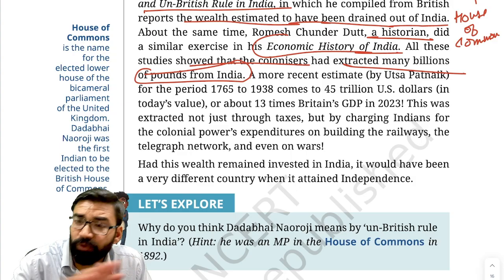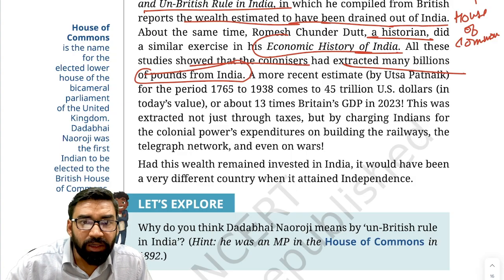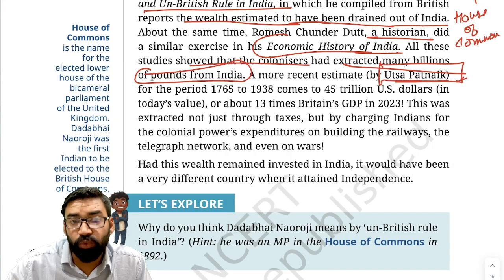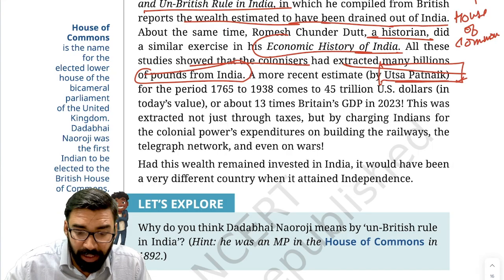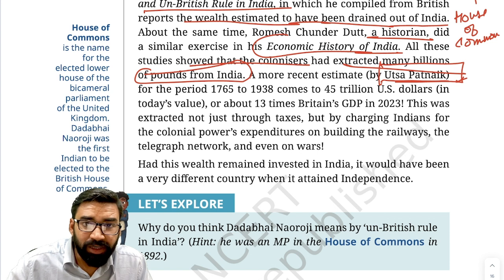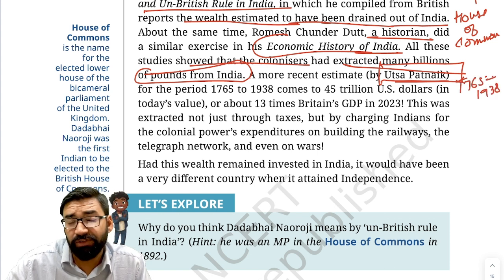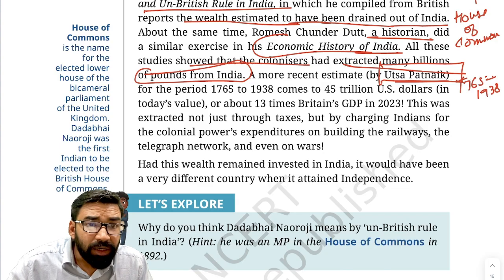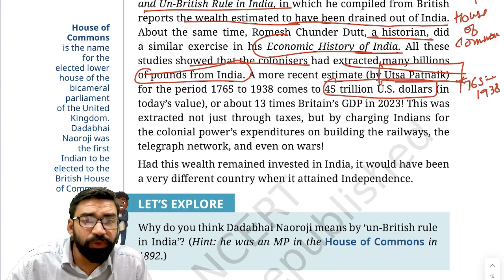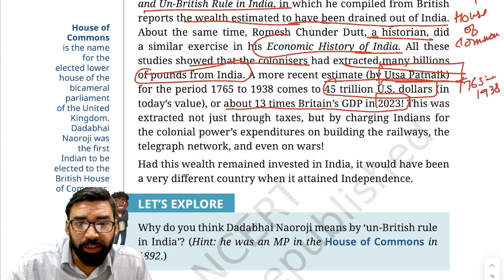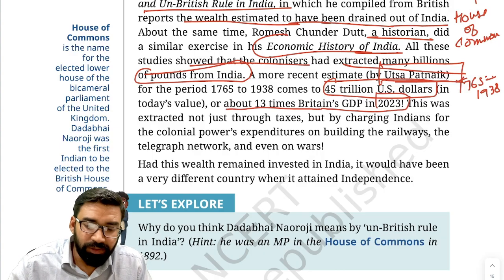They have taken a large amount of money from India. Clear? And the most recent estimate by Utsa Patnaik says that from 1765 to 1938, around 45 trillion US dollars in today's value, or 13 times of British GDP in 2023, was plundered from India.